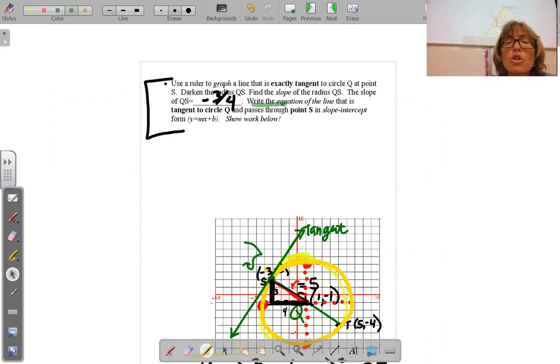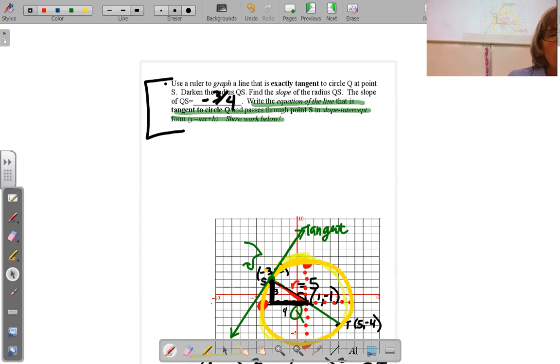So I'd like you to read this out loud. Right here, draw a little arrow. I want the y equals mx plus b of that green line.